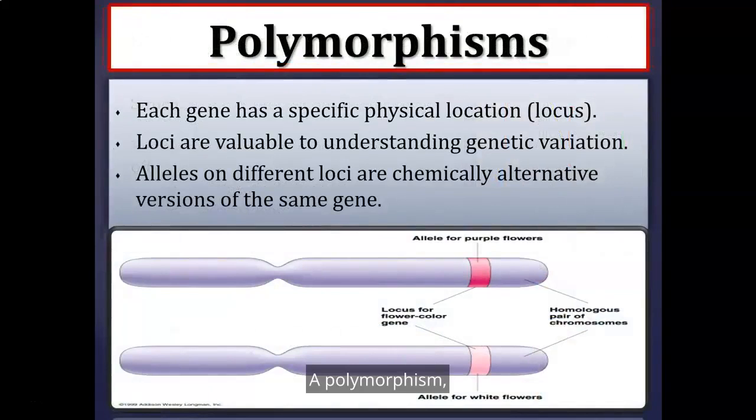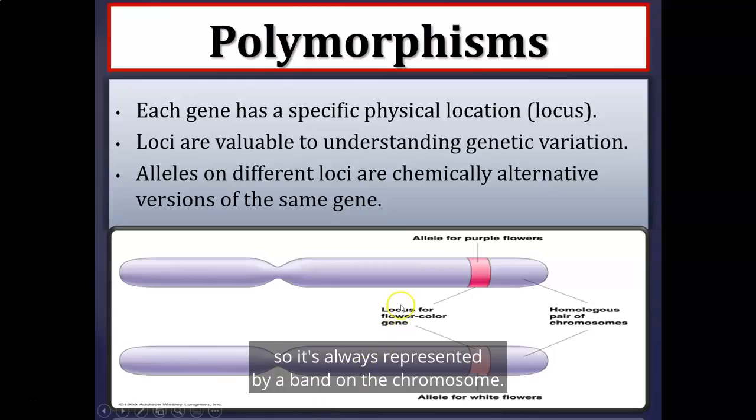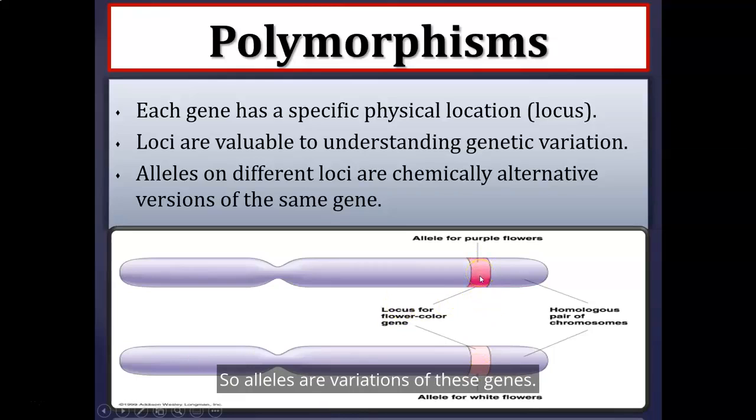A polymorphism, so each gene has a specific physical location, so it's always represented by a band on the chromosome. So for example, here we're looking at the color of flowers. So alleles are variations of these genes. So if they are chemically the same, then you call them homozygous. If they're chemically different, then you call them heterozygous.